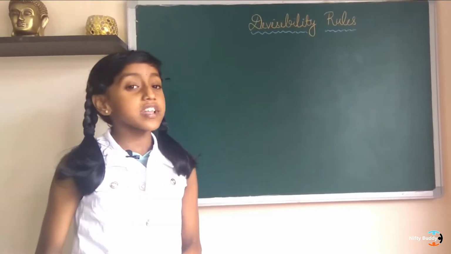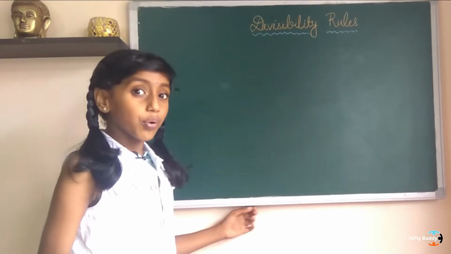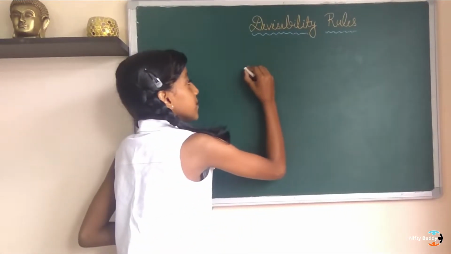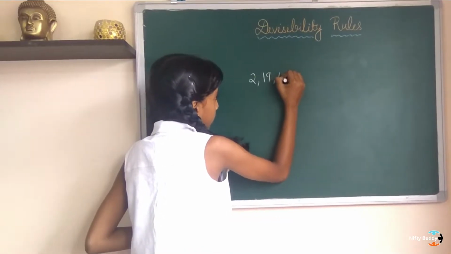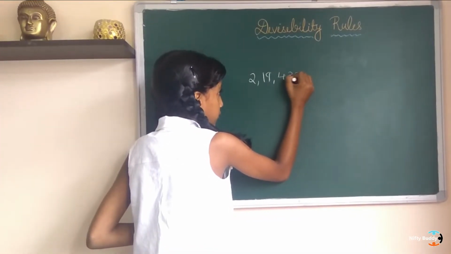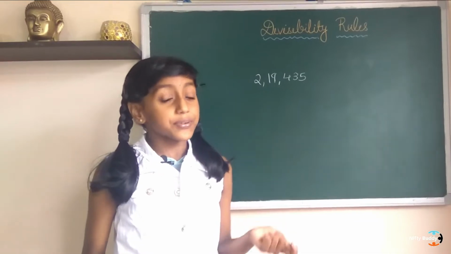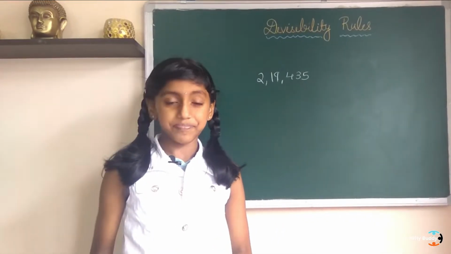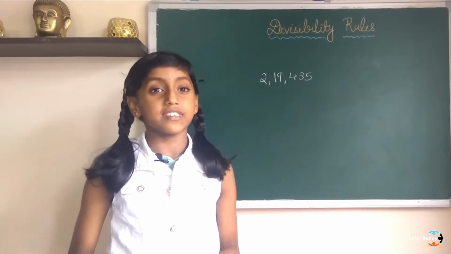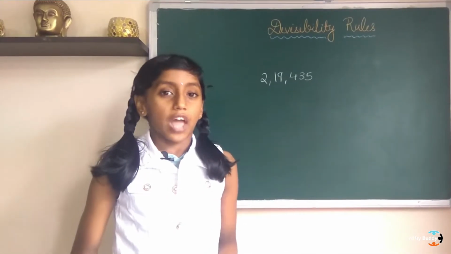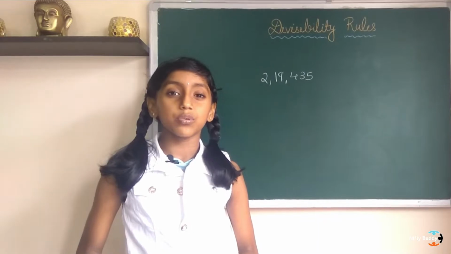Question for you. Is the number 2,90,435 divisible by 3? But wait, you have to say it without dividing. In this video, we will be learning a few tricks of divisibility rules. So keep watching. Now let us start with the divisibility rule of 1.